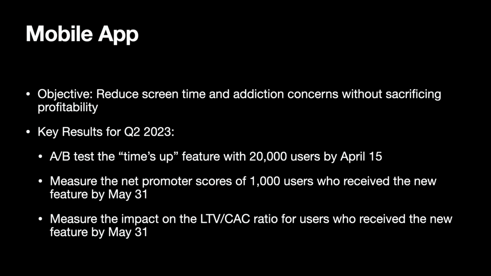For a mobile app example, the objective is to reduce screen time and addiction concerns without impacting the company's bottom line. And the key results are to launch and A/B test a new feature and then measure the performance of that new feature versus the baseline.